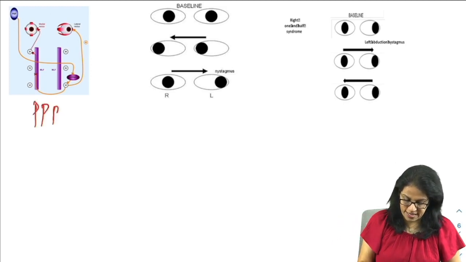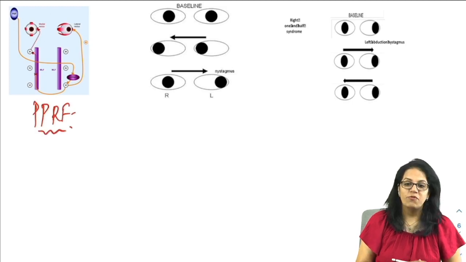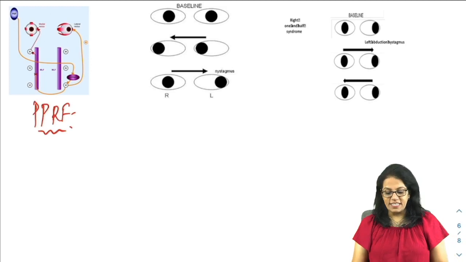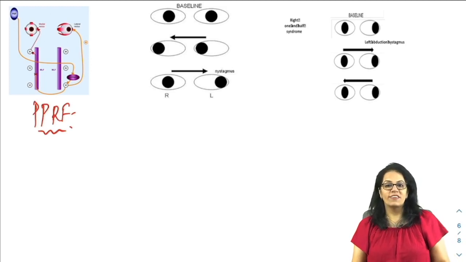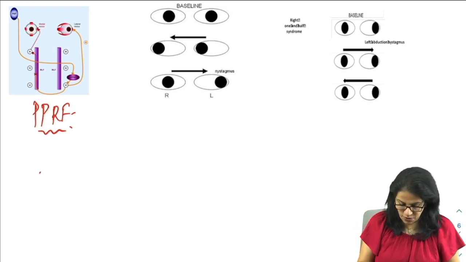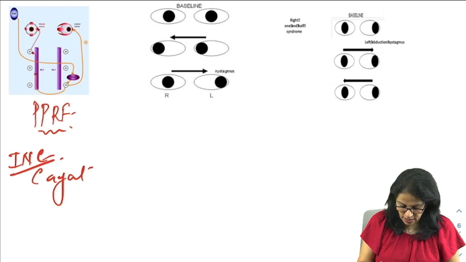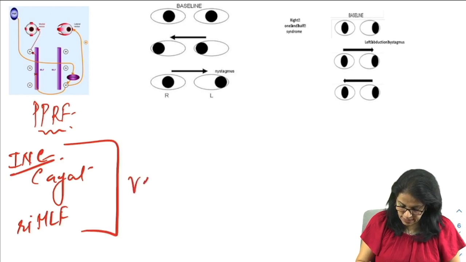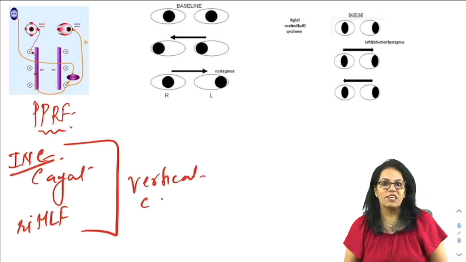You can see here, that is paramedian pontine reticular formation. The vertical gaze center is the nucleus of Cajal, or Cajal, whatever you want to call, and interstitial nucleus of Cajal, or riMLF, rostral interstitial MLF. These are the verticals. You just need to know the names. So I have just given them very quickly to revise with you.